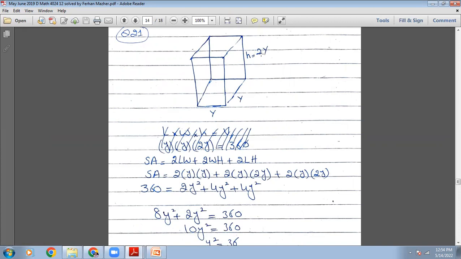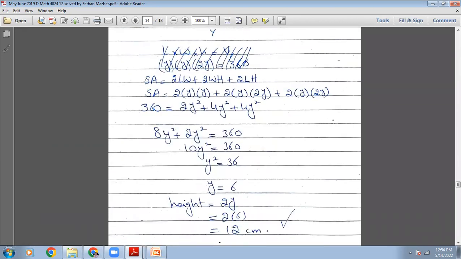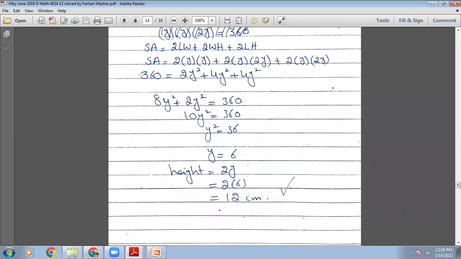The height is 2 times the length of the base, so the height will be 2y. It is given that the surface area, you know the formula for the surface area is 2 length width plus 2 width height plus 2 length height. So we just put the values: 2 into y into y plus 2 into y into 2y plus 2 into y into 2y. I've just put the value of the length and the width. Length and the width both are y.